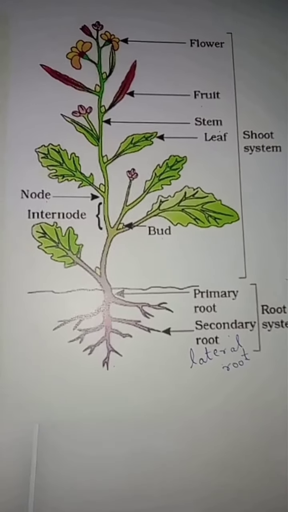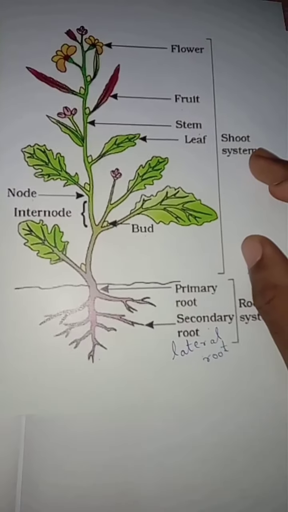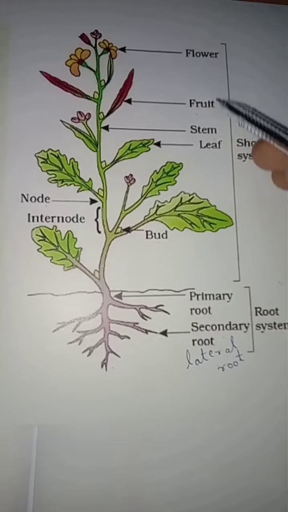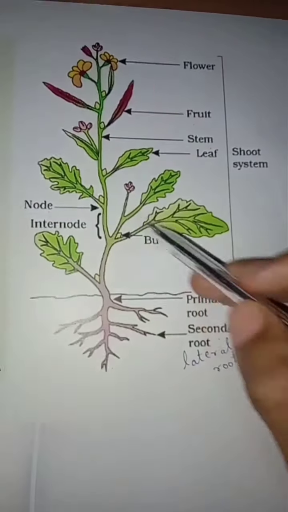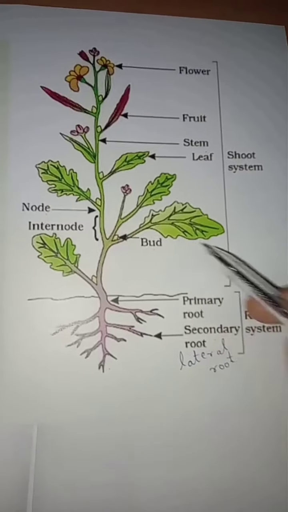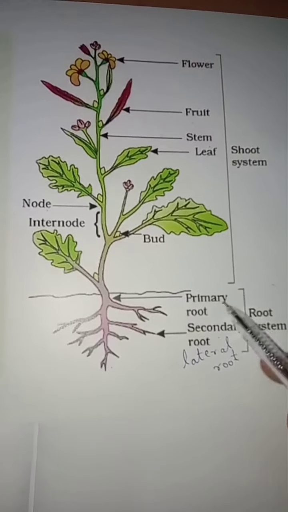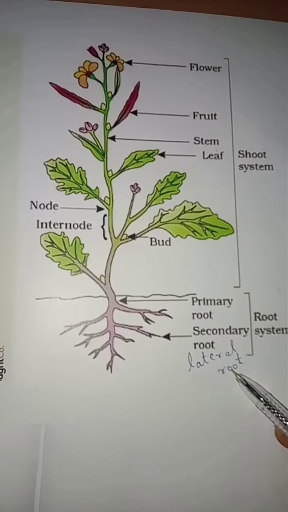If anyone asks what the parts of the plant in the shoot system are, you must answer: they are flower, fruits, stem, leaf, node as well as bud. And what are the parts of the plant in the root system, children? The first one is the primary root, and the secondary root is also known as the lateral root.